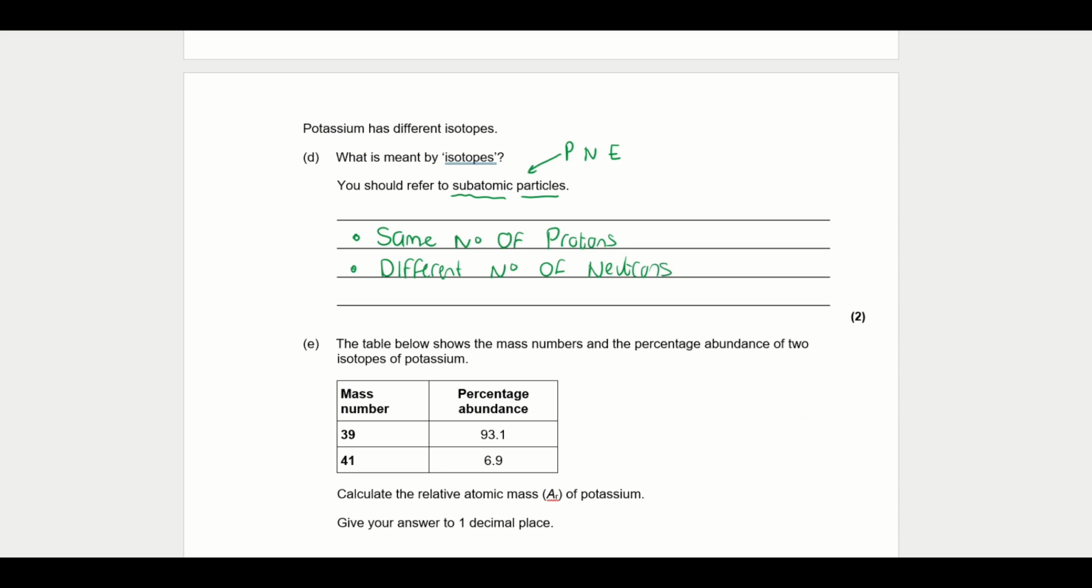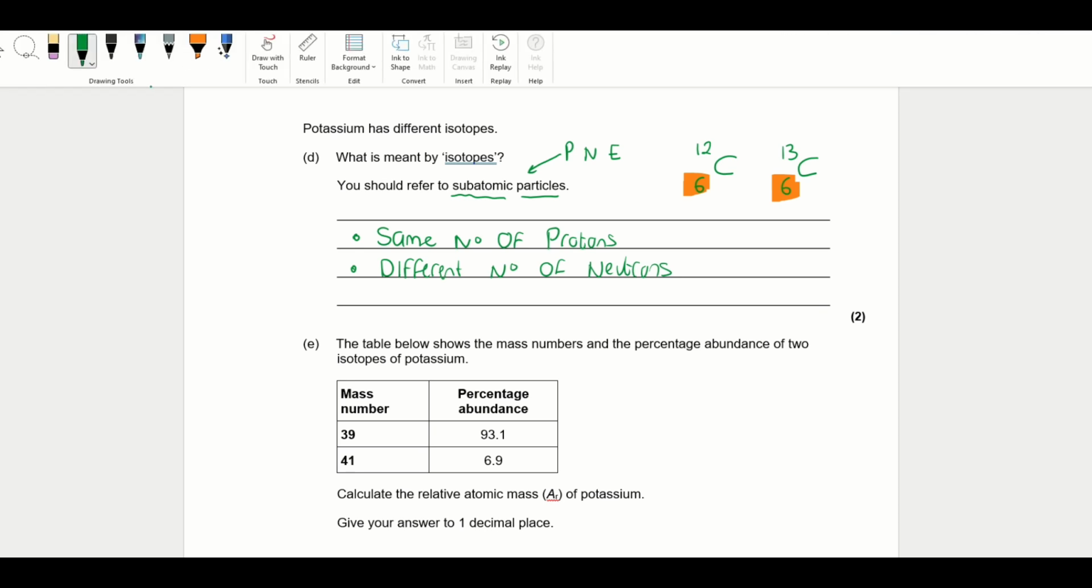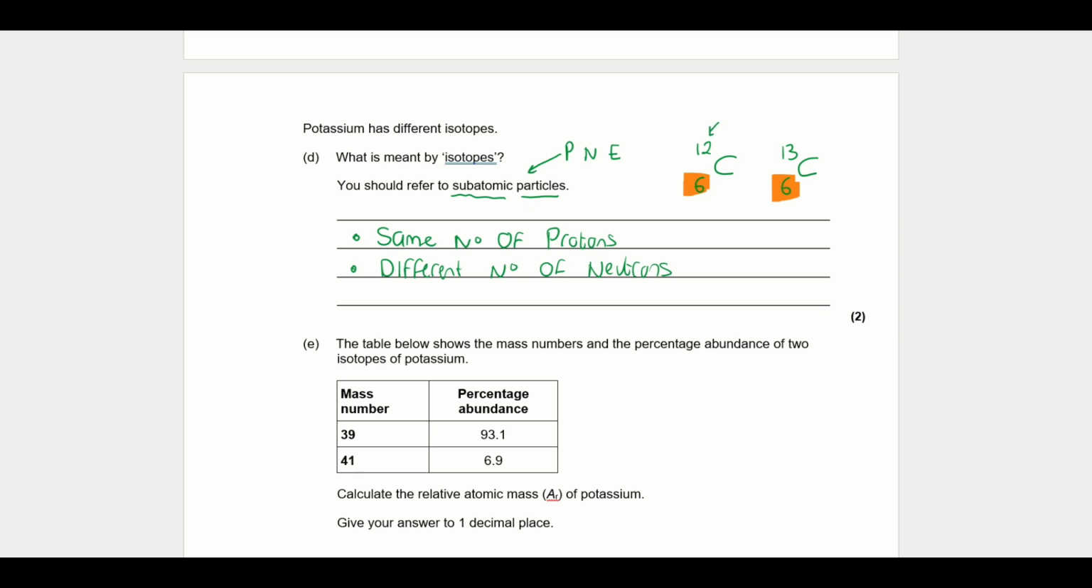So just to give you an example, carbon 12 and carbon 13 are isotopes. The reason for that is they both have the same number of protons, 6 and 6, however their neutrons are different. This one's got 6 neutrons, whereas this one here has got 7, so they are isotopes.